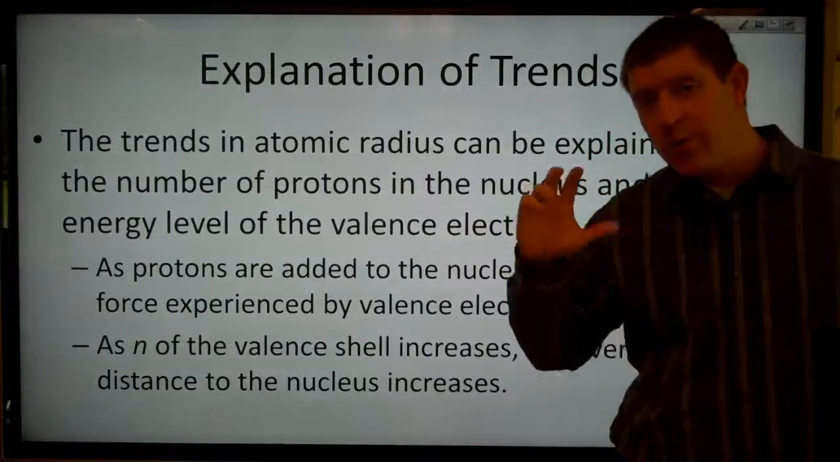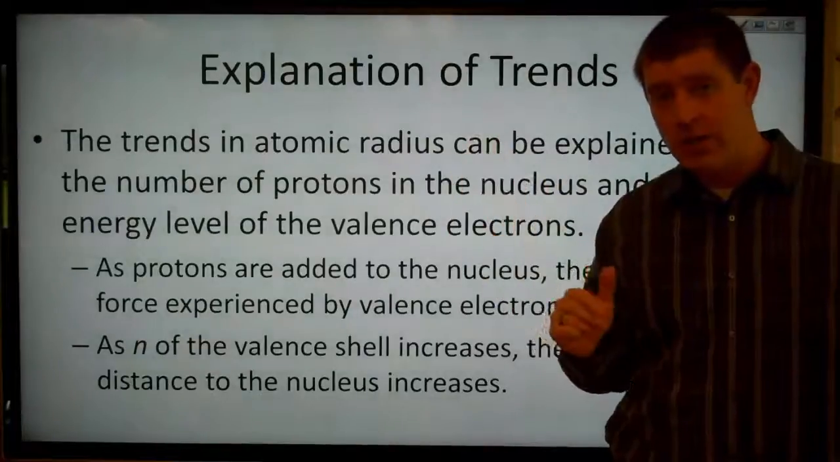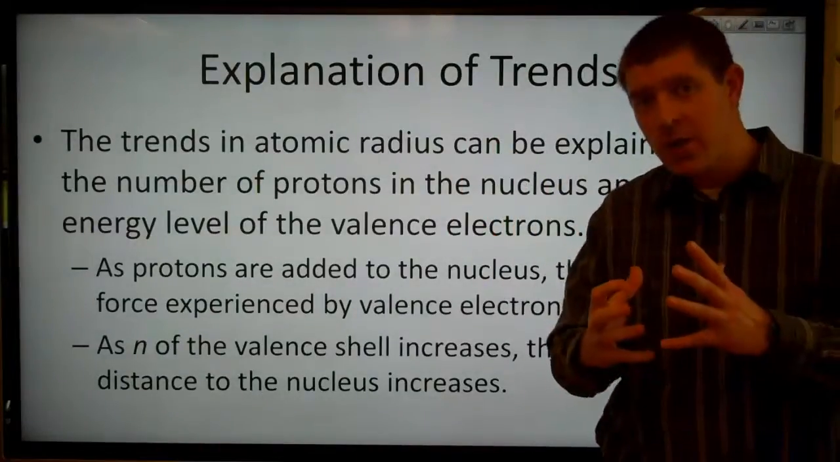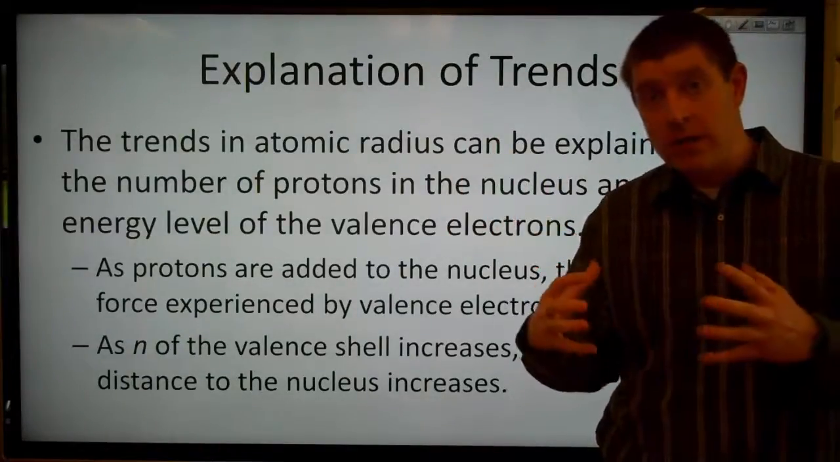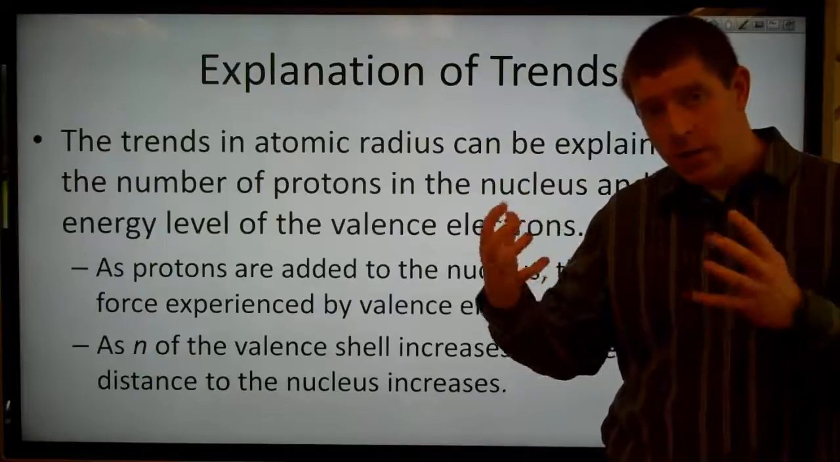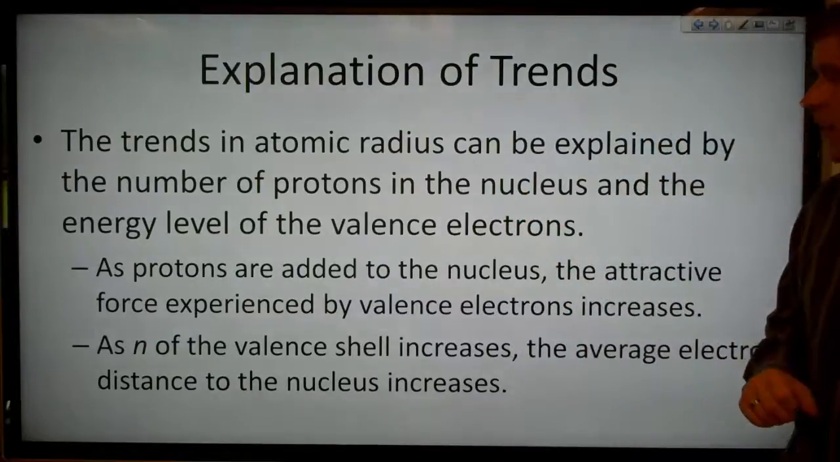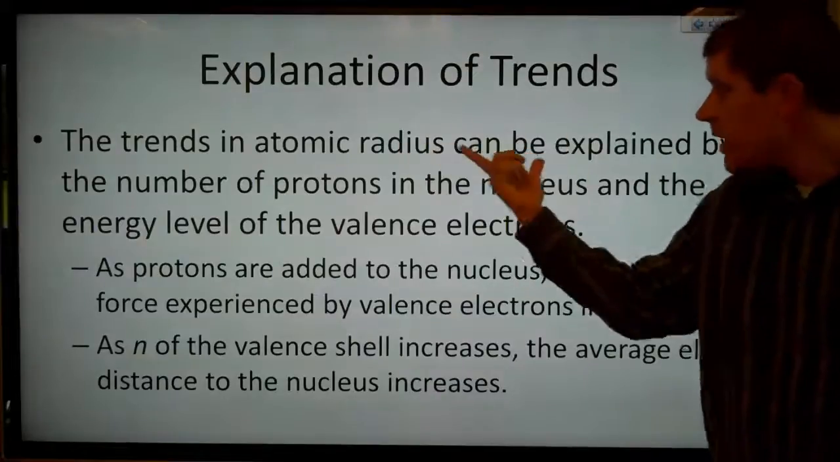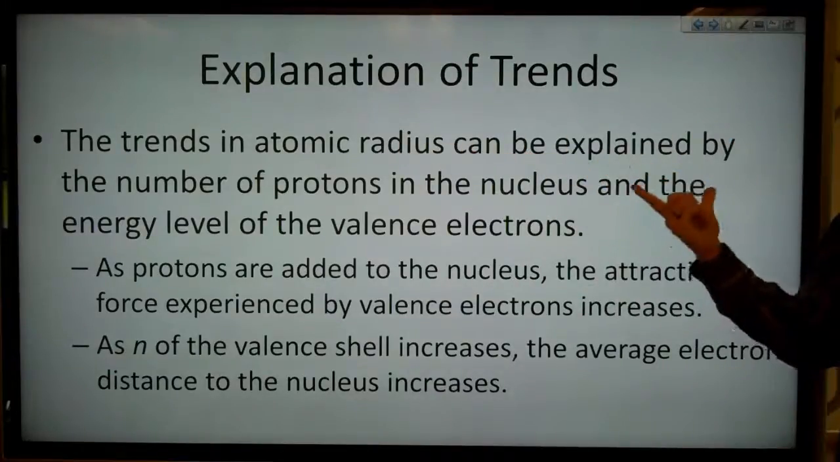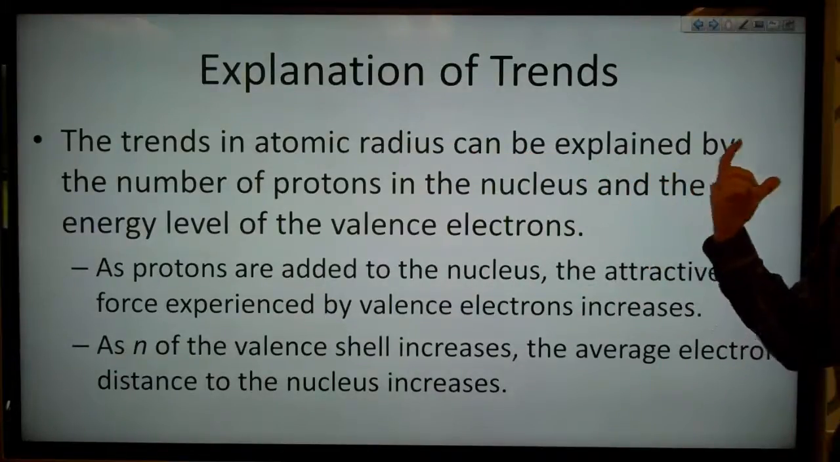So let's see if we can explain why we see these trends that we do, and see if we can tie them all together so you don't have to memorize what's going on, you can explain why the trends are the way they are. So the trends in atomic radius can be explained by the number of protons in the nucleus and the energy level of the valence electrons.